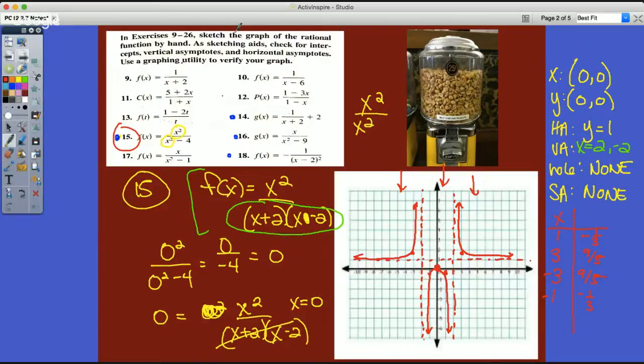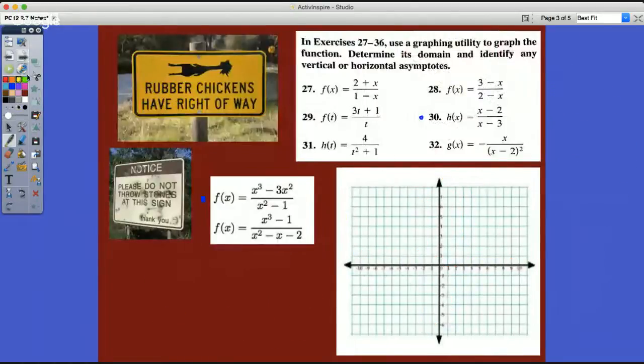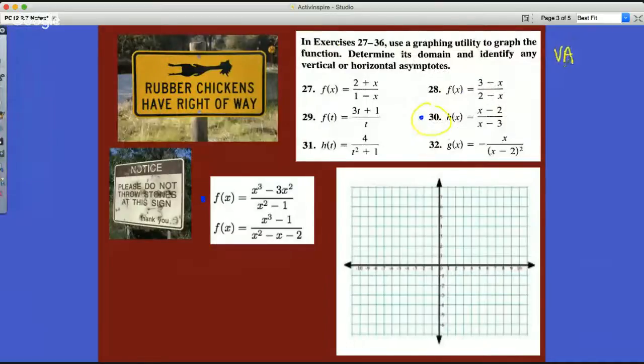All right, let's go to another one. I think a lot of these are just using it and practicing it. Let's look at number 30. All right, so let's go VA, HA. I always put all of these down because that just helps me understand it. All 6 of these. We may not have all of them, but we're going to put them all down anyway just to be sure.